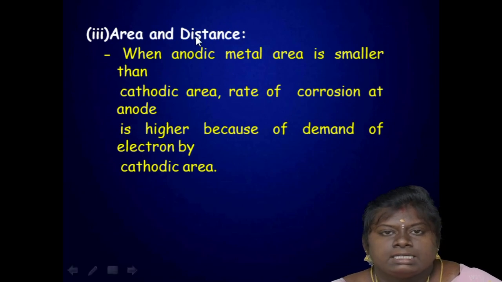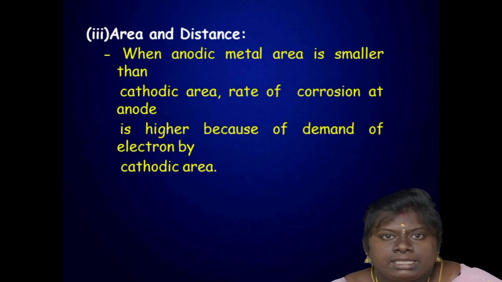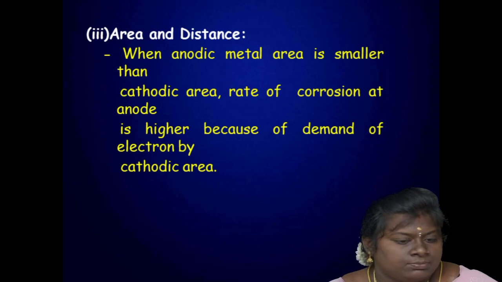Next one is the area and the distance. If the area of the anode is greater than the cathode, there is a normal reaction. But if the anode area is smaller than the cathode, the anodic reaction will be less and more electrons are needed for the cathode. At that time, the corrosion rate will be twice that of the normal reaction.